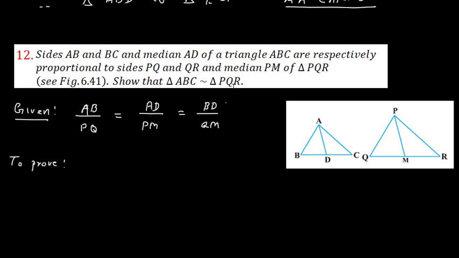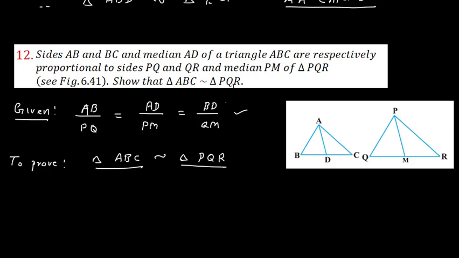We have to prove that triangle ABC is similar to triangle PQR. Let us first discuss these two triangles. ABD and PQM are similar triangles because their sides are already in ratio. So we can say that triangle ABD and triangle PQM are similar. But how do we prove that ABC is similar to PQR?